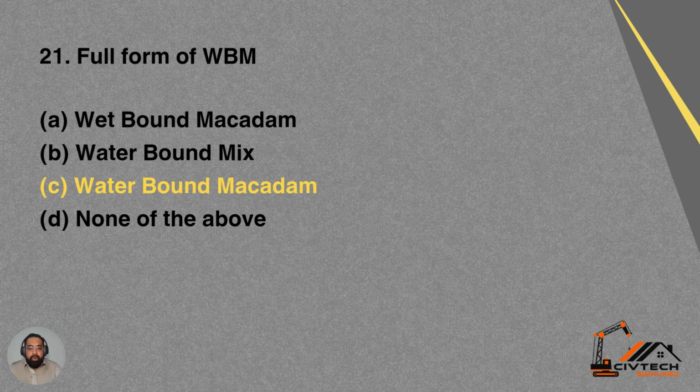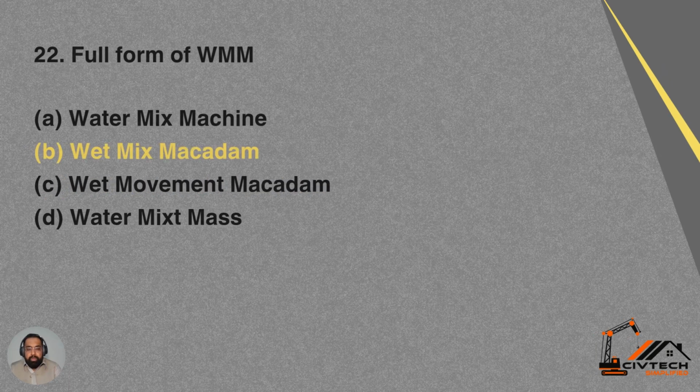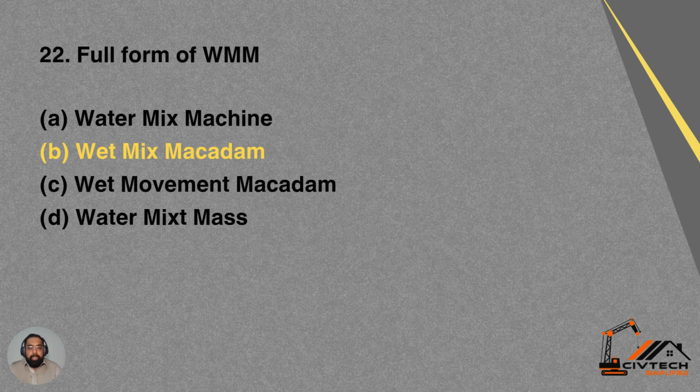Full form of WBM. What is WBM? Option A, wet bound macadam. Option B, water bound mix. Option C, water bound macadam. Option D, none of the above. So C is the correct answer. WBM means water bound macadam. It's a type of pavement.